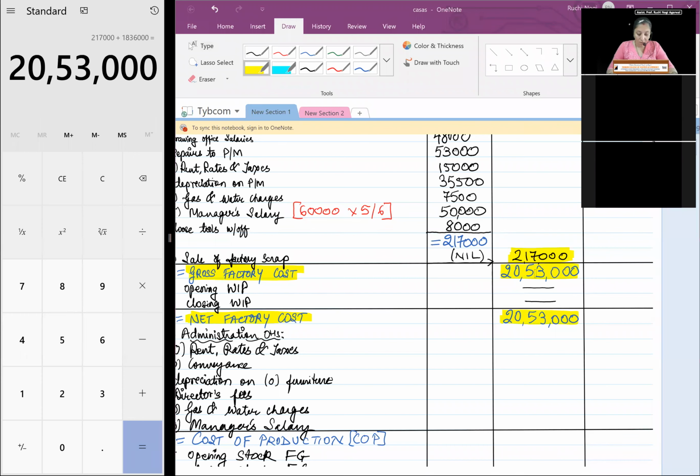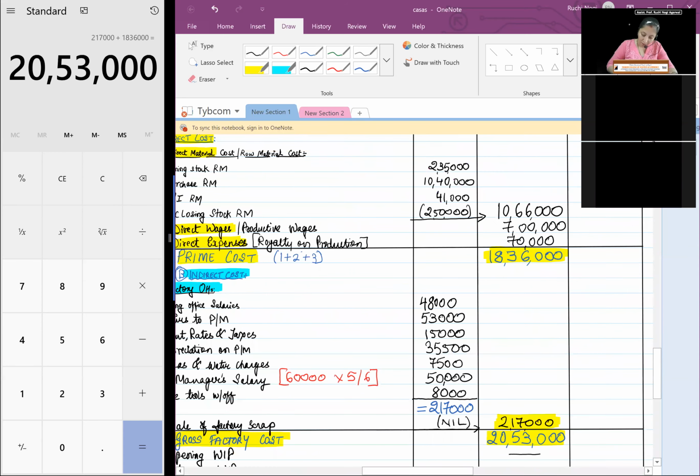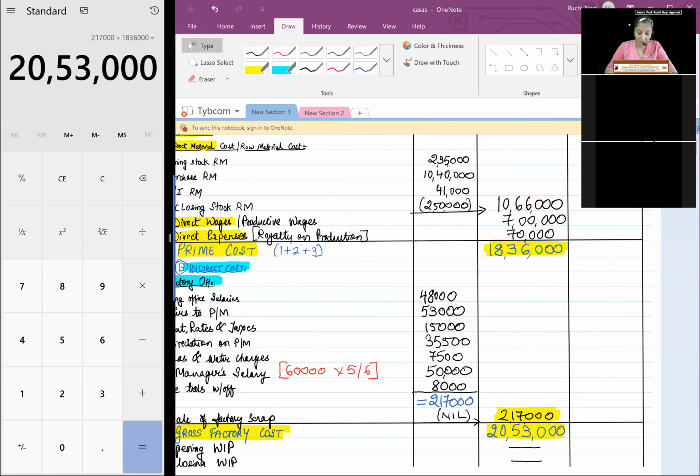Prime cost is direct material plus direct labor plus direct expenses, Anjali. Okay. See, 10,66,000 plus 7 lakhs plus 70,000. That is prime cost: 18,36,000.